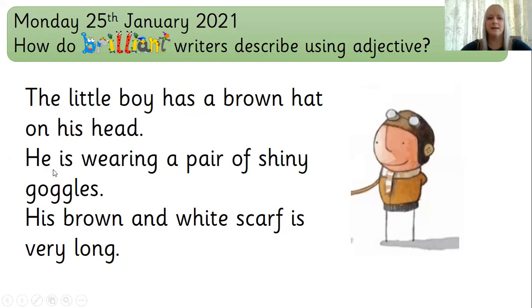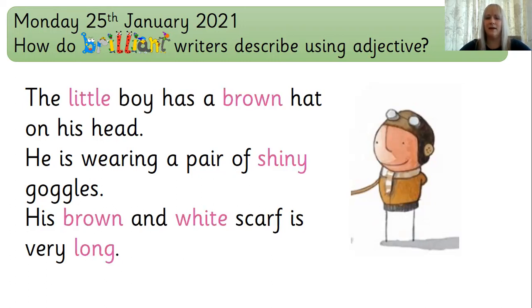The second sentence says he is wearing a pair of shiny goggles. I wonder if you could spot my adjectives in that sentence. I can only see 1 there. His brown and white scarf is very long. Ooh, I wonder how many adjectives you can spot there. Have a pause, try and spot them. You don't need to write anything down. It's just for you to try and work it out. And then when you click play, there'll be the next slide with all the answers on.